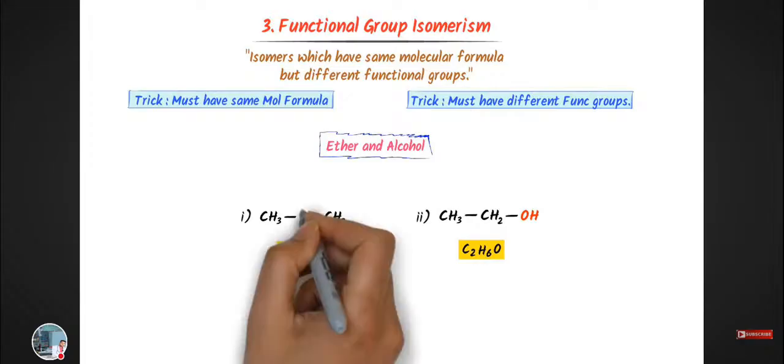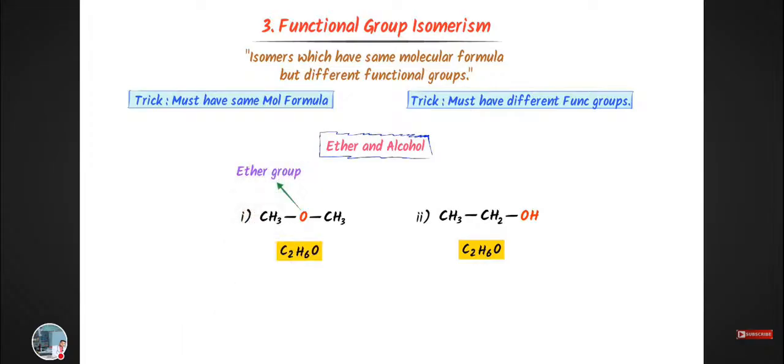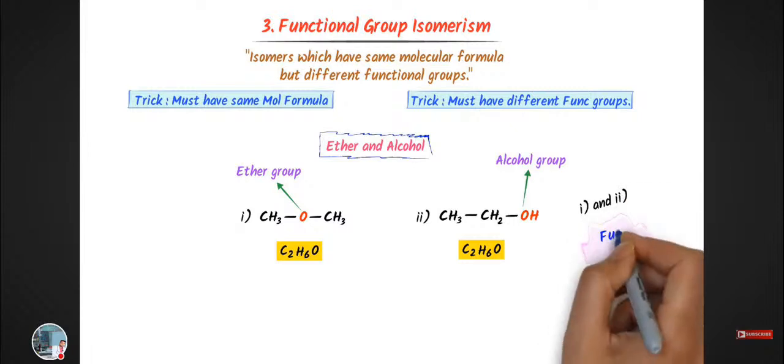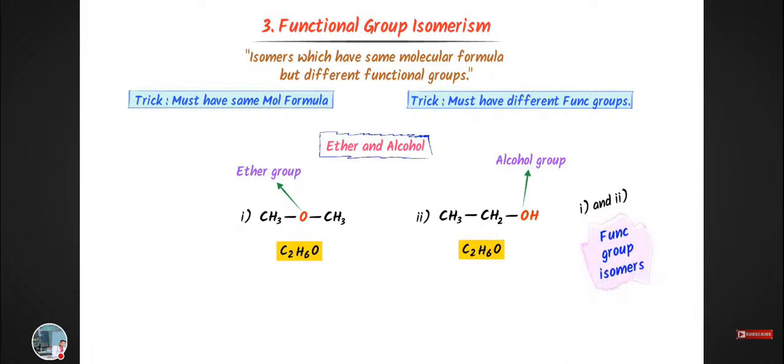Secondly, the functional group of ether is O, and that of alcohol is OH. They both have different functional groups. Thus, this ether and this alcohol are functional group isomers of each other.